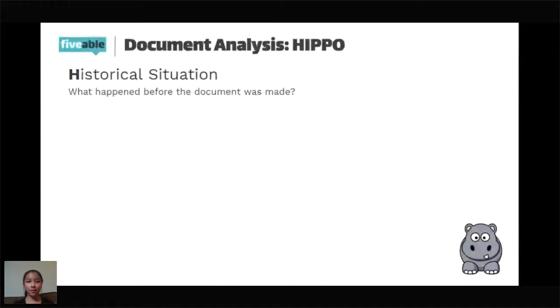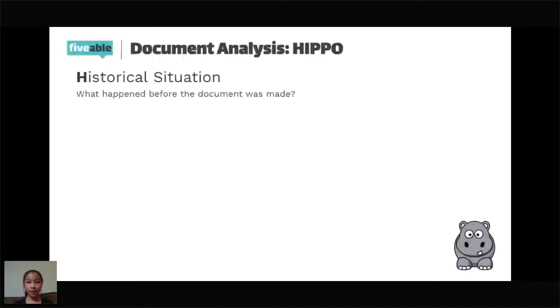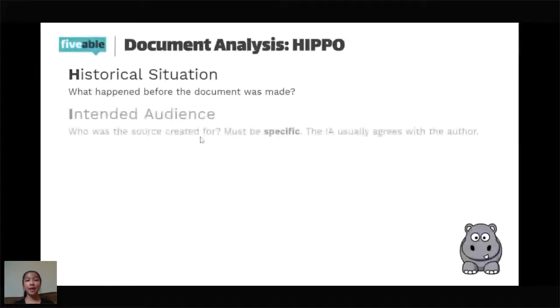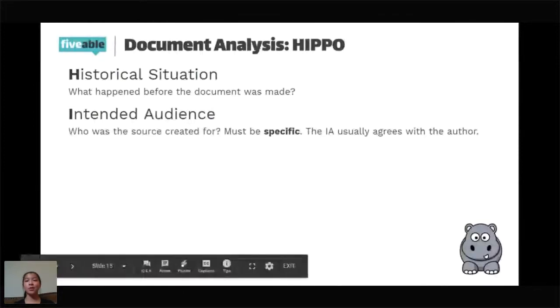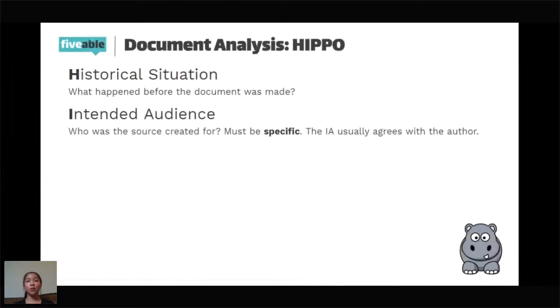And then the I is intended audience. And so this must be very specific. It can't just be people or Americans. And the intended audience usually agrees with the author. So in a lot of multiple choice questions, you'll get like what group will agree with the author of the document or the person mentioned in the document, and it's usually the person. So the group will usually agree with the author.